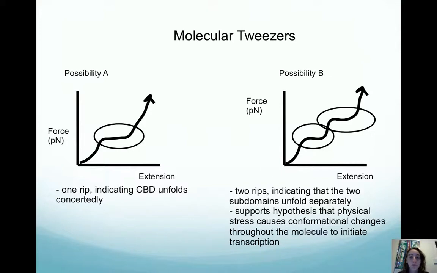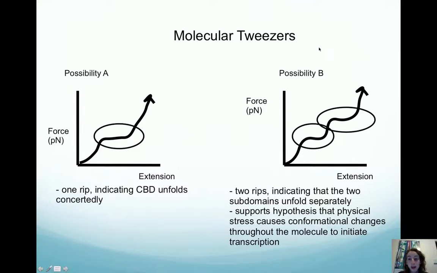So the idea is that after it's gone through the molecular tweezers, there's two possibilities for what our data could look like. And possibility A over here just shows one rip, and it's this kind of horizontal part of this graph that I drew. And that would indicate that the core binding domain unfolds concertedly. And this data would not support the second hypothesis.